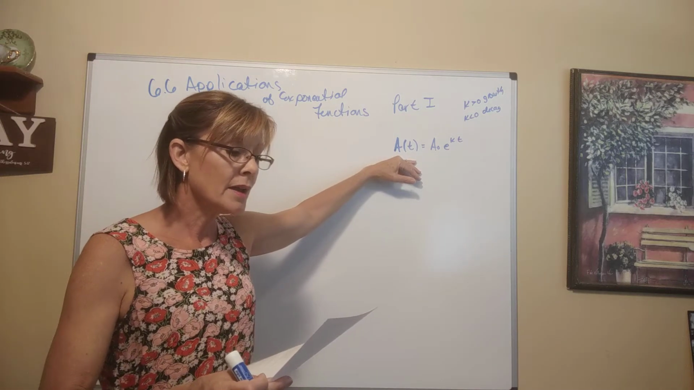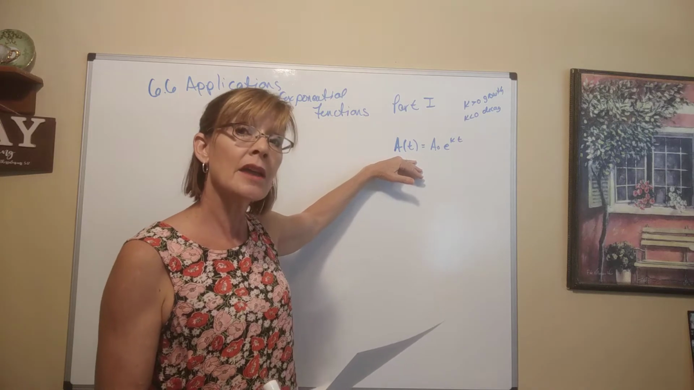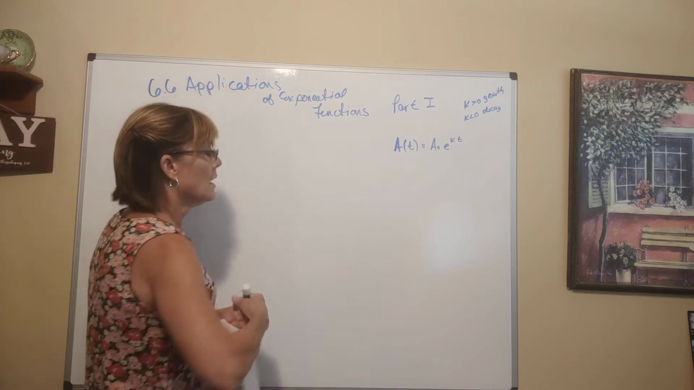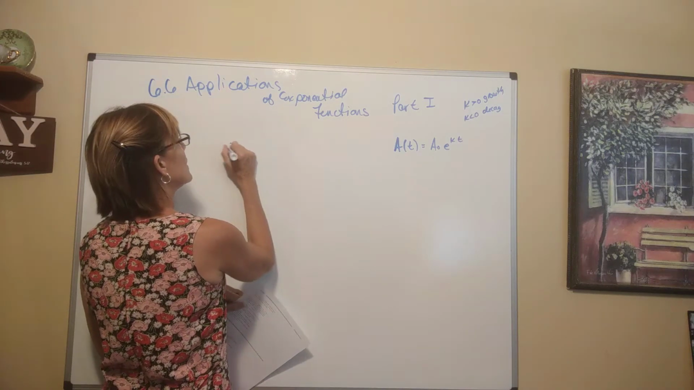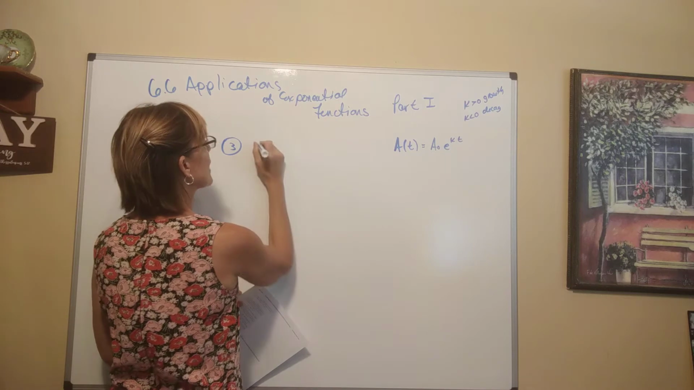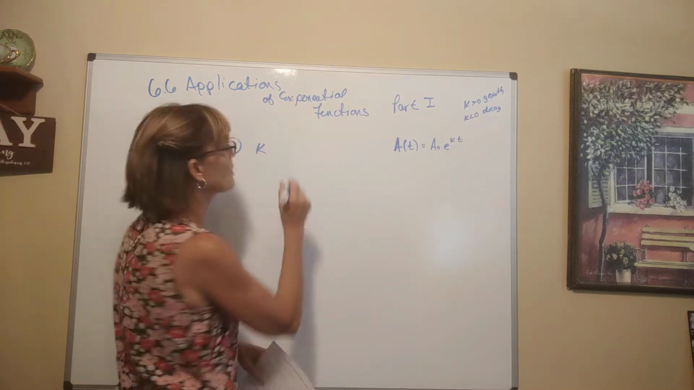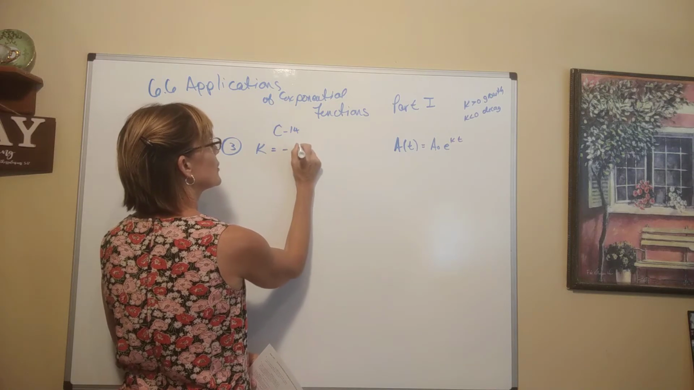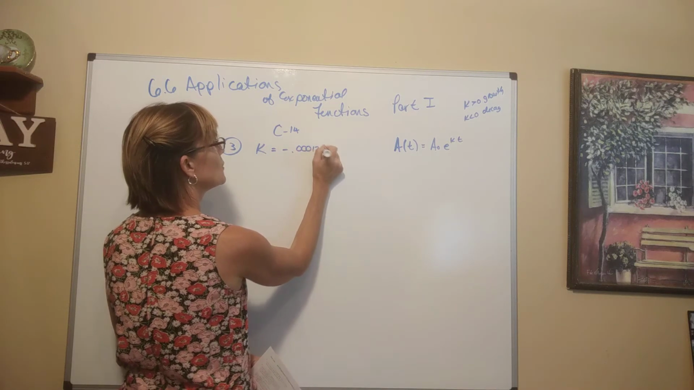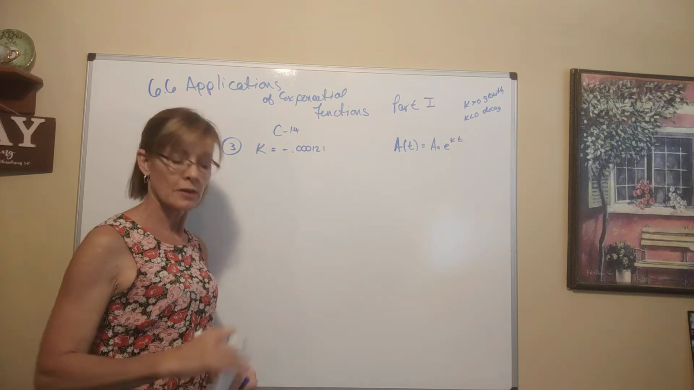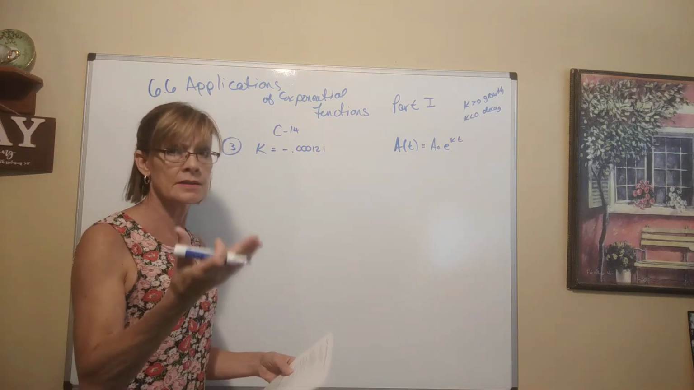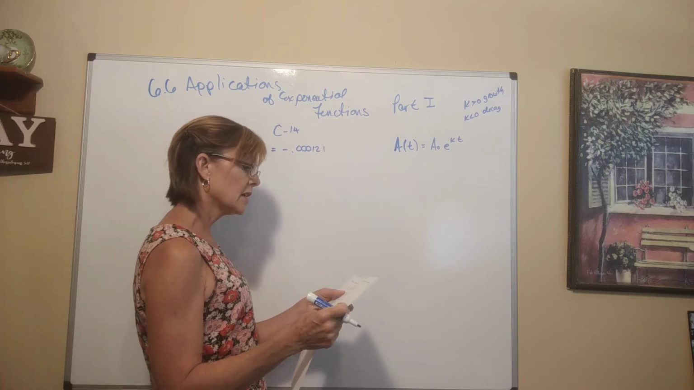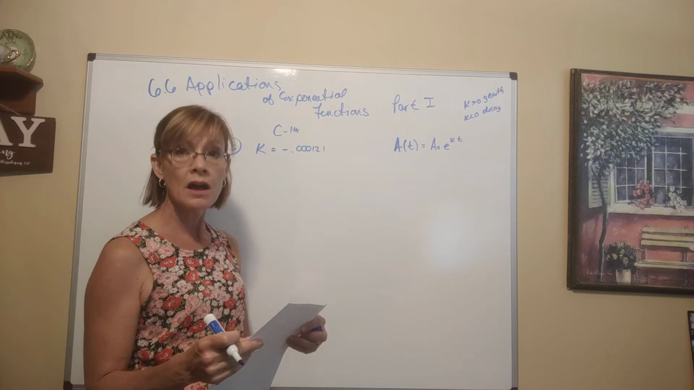What I will always give you is the decay rate of carbon-14, which is what we need to do this problem. So for number 3, because this is a carbon dating problem, the decay rate for carbon-14 is negative 0.000121. That's the decay rate for carbon-14. I will give you that. That's given.